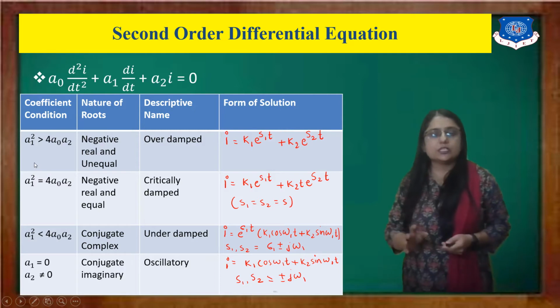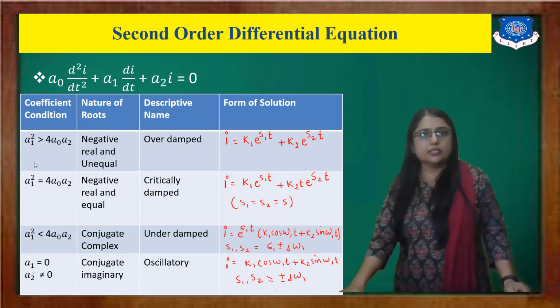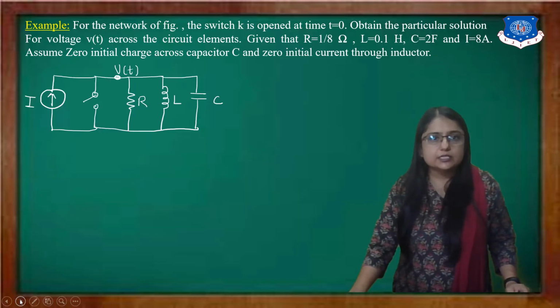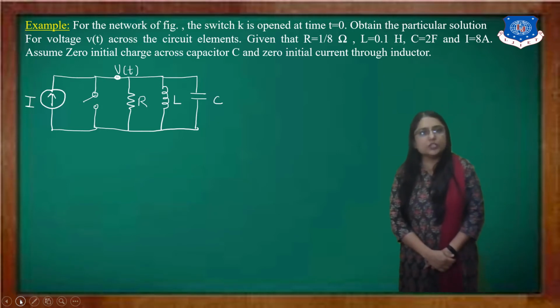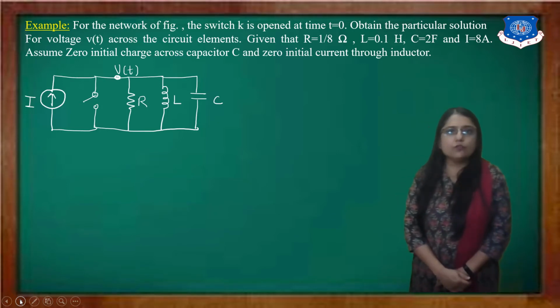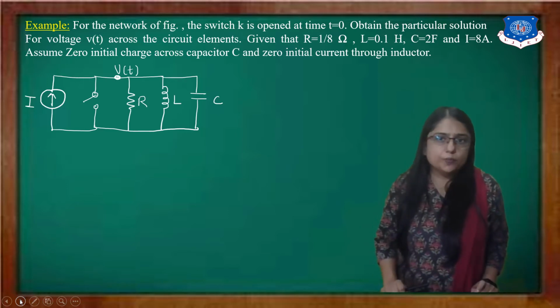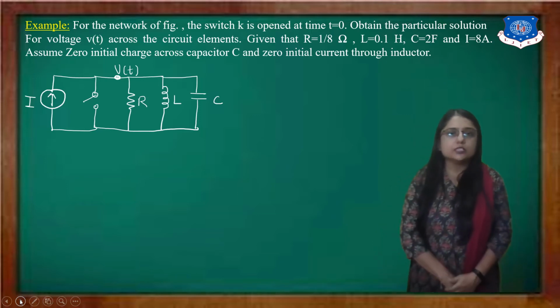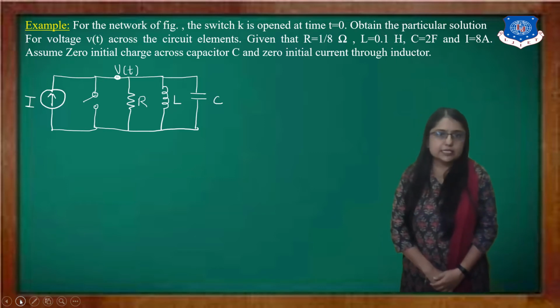In our earlier lecture we discussed the first case, the series RLC circuit, where A1 square is greater than 4A0A2. Today we will discuss a parallel RLC circuit. The question is: for the network of the figure, the switch K is open at t equal to 0. Obtain the particular solution for the voltage v of t across the circuit elements.